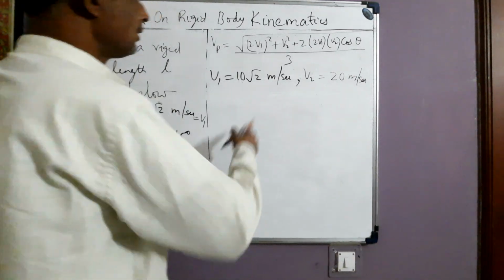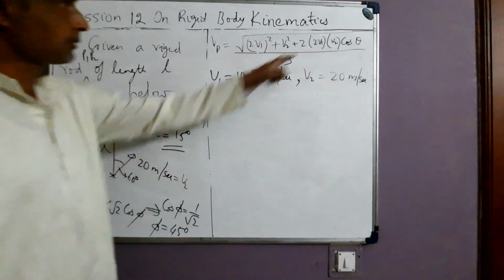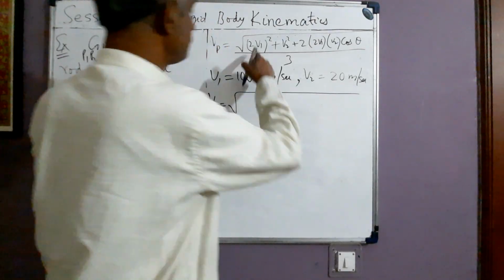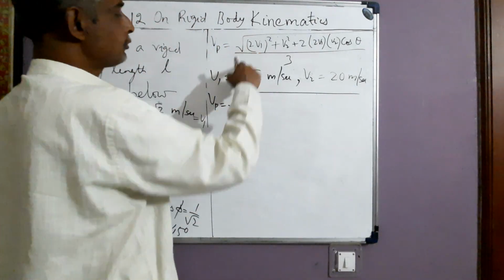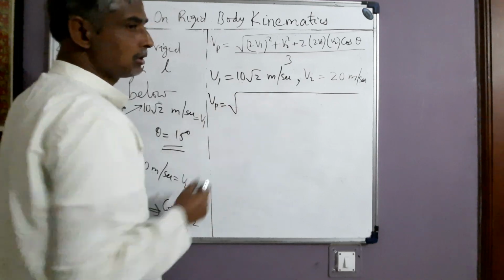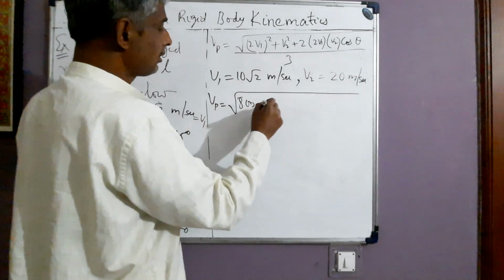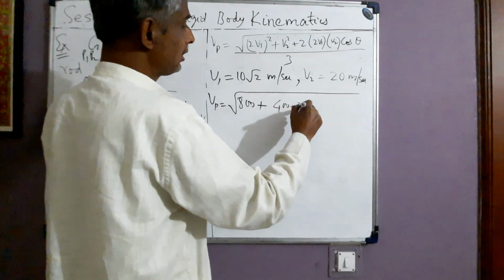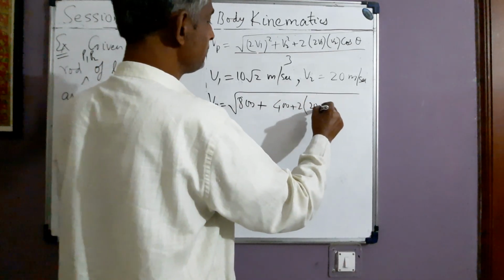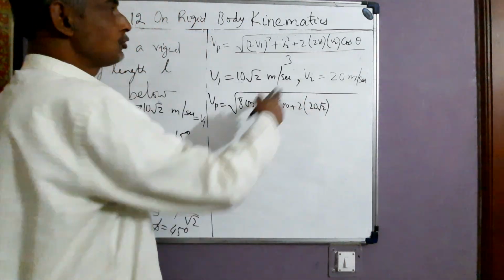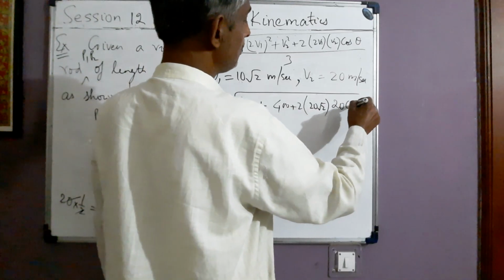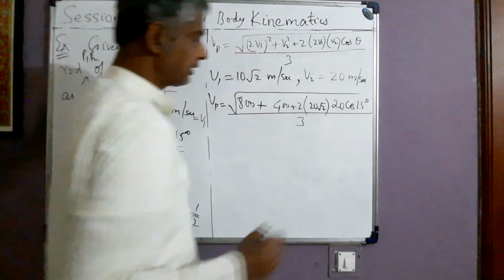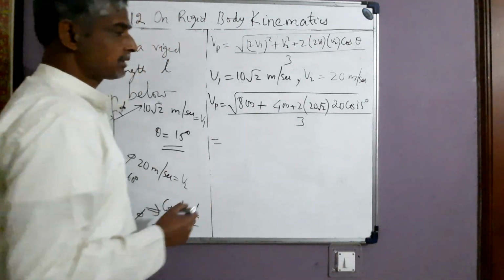So theta becomes 15 degree. So we substitute here. Vp becomes root under 2V1, 2V1 is 20 root 2. 20 root 2 square is how much? 800. Plus V2 square, V2 is 20, so V2 square becomes 400. Plus 2 times 2V1, which is 20 root 2, and V2 which is 20, and cos 15 degree by 3.